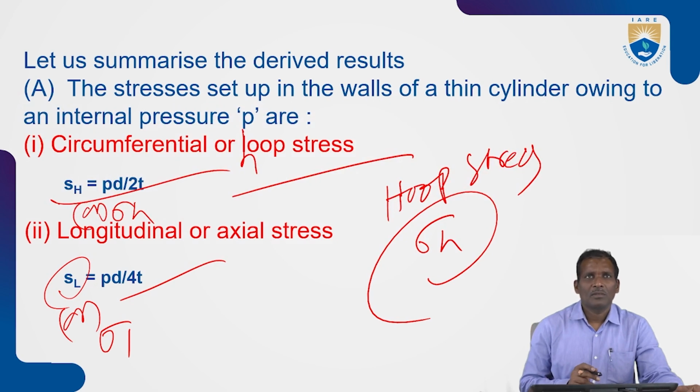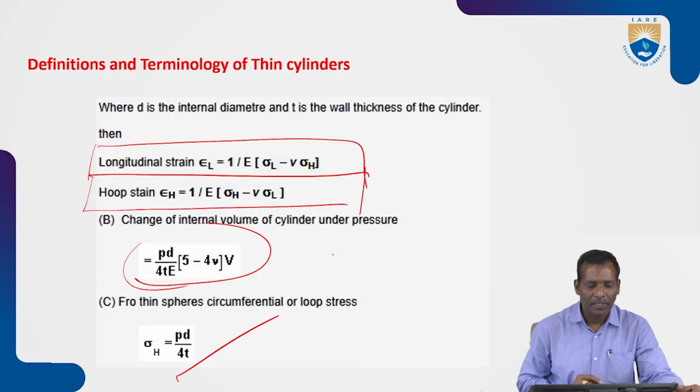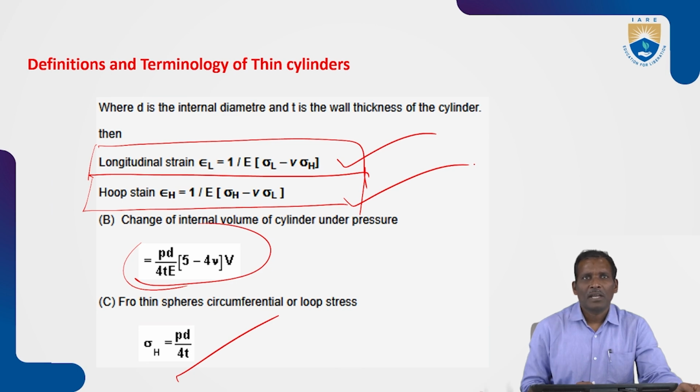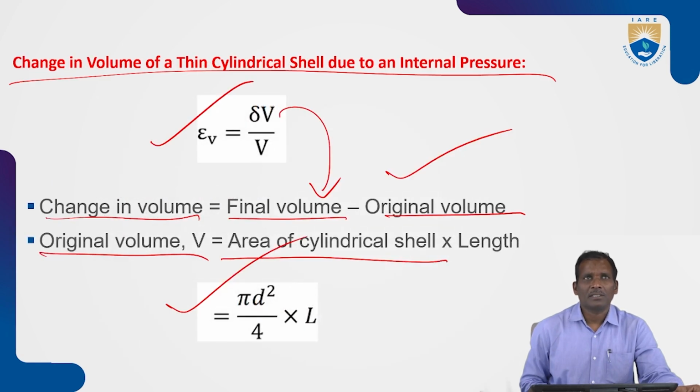So circumferential or hoop stress and axial stress have been derived, and we have discussed longitudinal strain, hoop strain, and change in internal volume of a cylinder under pressure, and the thin sphere's circumferential or hoop stress. See here, change in volume of a thin cylindrical shell due to an internal pressure.